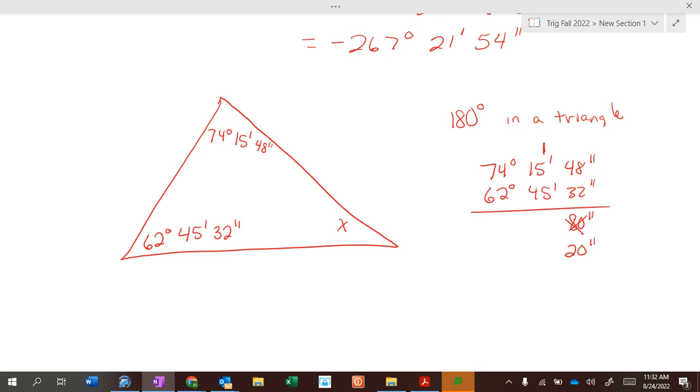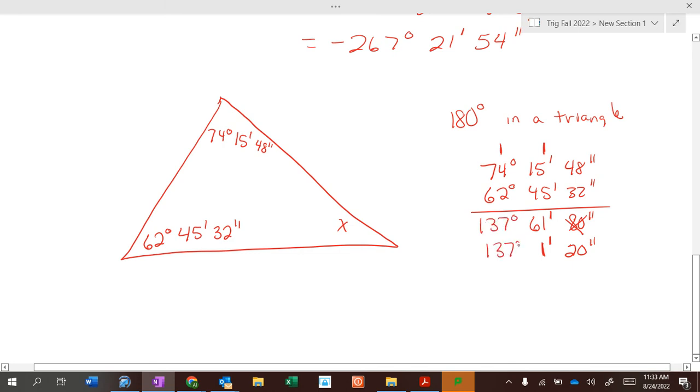So what's 1 plus 15 plus 45? 61 minutes. But can you have over 60 minutes in an hour? Nope. There's just 60. So then that's just 1 minute, and you carry the 1 over. 1 plus 74 is 75. 75 plus 62 is what, 137? So it's 137 degrees, 1 minute, 20 seconds. That's what those two add up to.